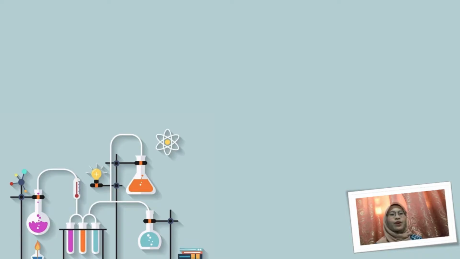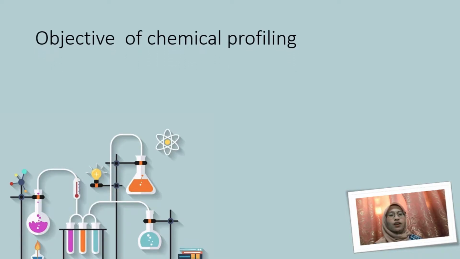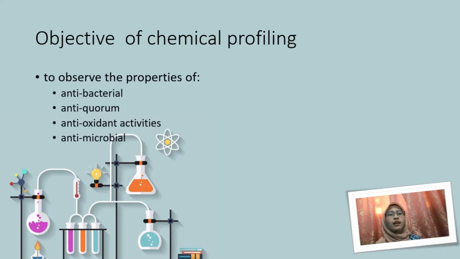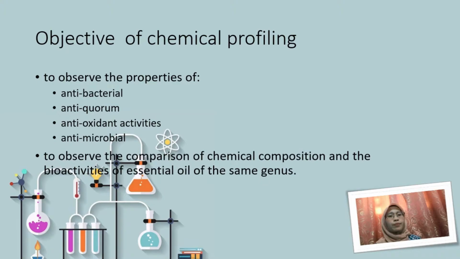Lastly, we want to talk about the objective of chemical profiling of essential oil. Basically, chemical profiling is used to observe the properties of antibacterial, antimicrobial, antioxidants, and anti-quorum sensing in the plants. And we also want to observe the comparison of the chemical compounds and the bioactivities of the essential oils in the same type of genus.